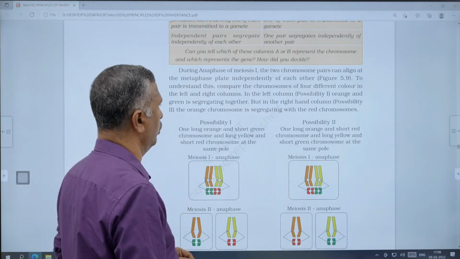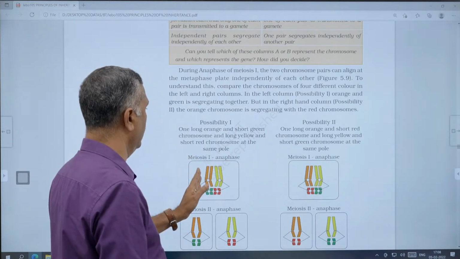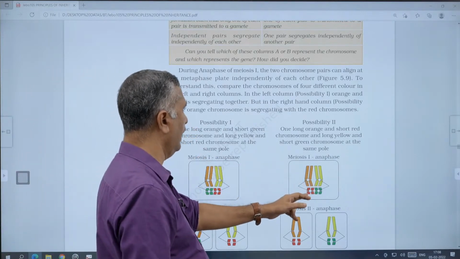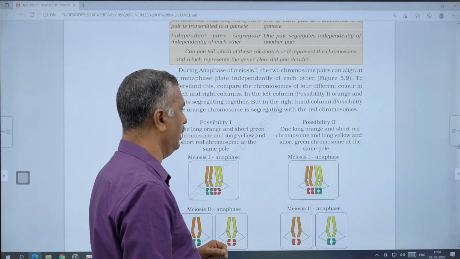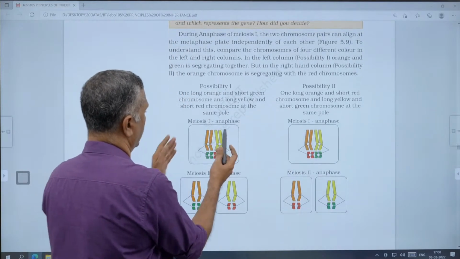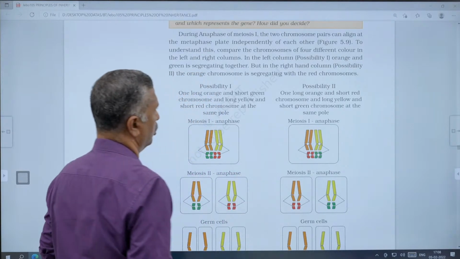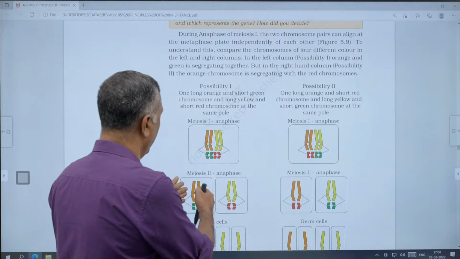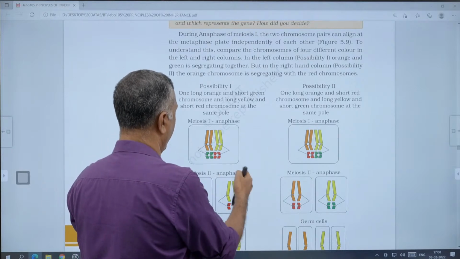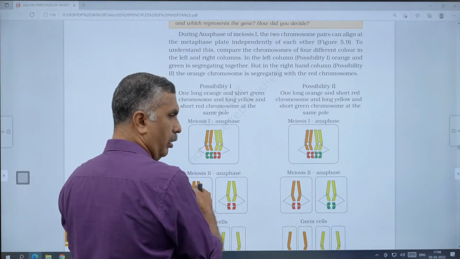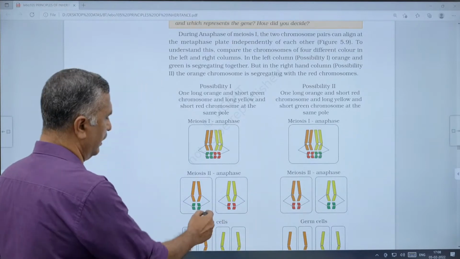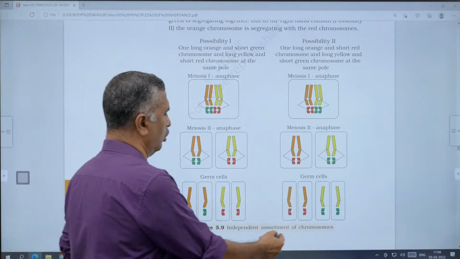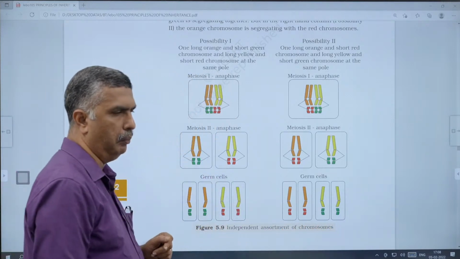But in the right column, the second case, possibility 2, the orange and red are segregating together. That is the case of meiosis 1, the segregation of the homologous chromosomes independently of each other. In anaphase 2, the chromatids are segregated and move to germ cells or gamete cells. That is independent assortment of the chromosomes.